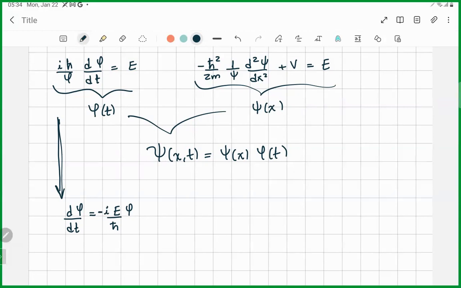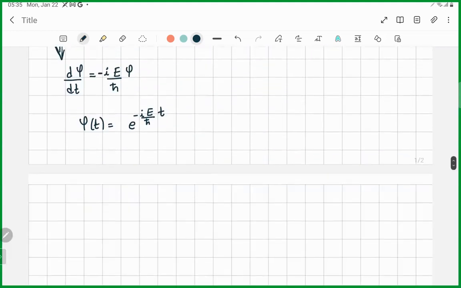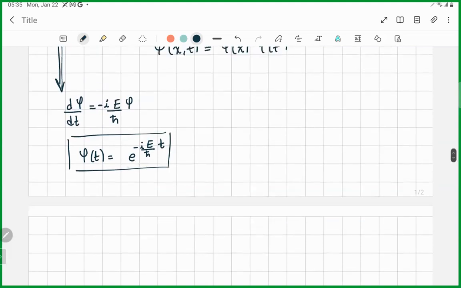Okay? And the question now is, how do we solve this equation? This is a very simple equation. The derivative gives us back the function, times some constants. So the only solution for that, which is a very simple one, is an exponential. So we have exponential of minus i E over h bar, times t. If you are not very convinced about this, you can do the derivative of this function that I just wrote and see that it will satisfy that equation.